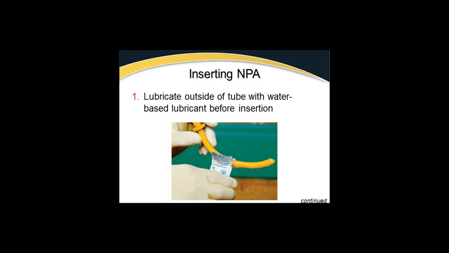So we need to lubricate the outside of the tube with a little water-based lubricant before insertion. Water-based lubricant could include water. Just a little bit of sterile water would also be fine. Typically, we'll have some sort of surgical lubricant, such as a KY, which they're showing in a sterile packet here, to just lubricate the tip a little bit. You don't need very much. A little bit of lube goes a long ways.